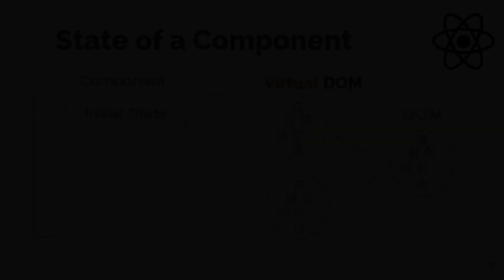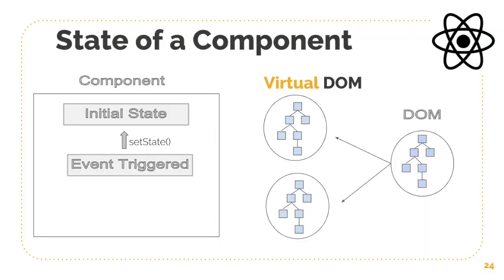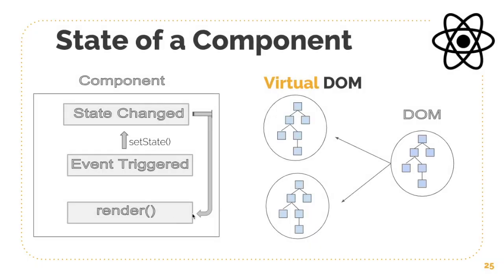Okay, we initialize the state, an event is triggered, we change the state. Once the state is changed, it calls the render method. So it's a rule, guys, whenever state is changed, it will always call the render method. Whether it happens 1 time, 2 times, 3 times, it will call the render method.